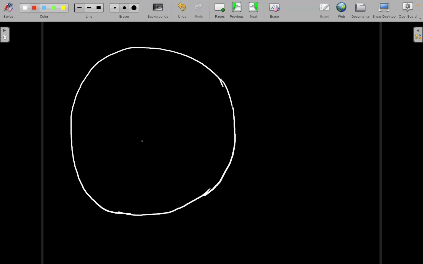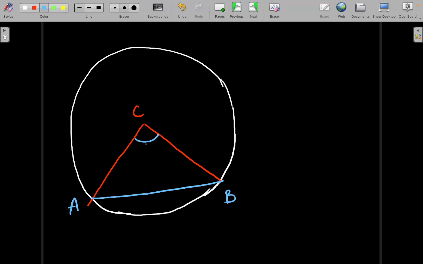The inscribed angle theorem says that if you take the center of the circle and take the chord AB, then any angle subtended by this chord or arc in the circle is going to be half of this central angle, which we shall call theta.